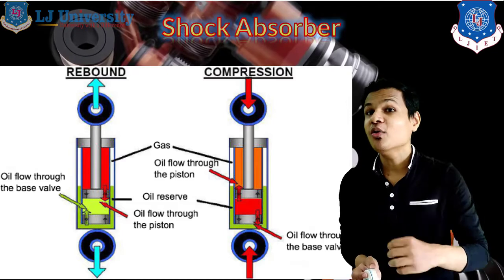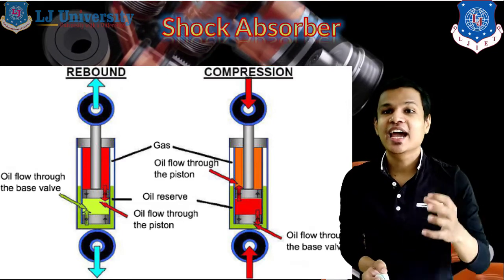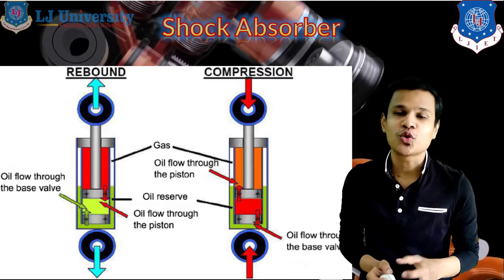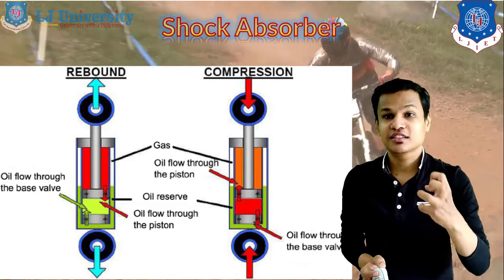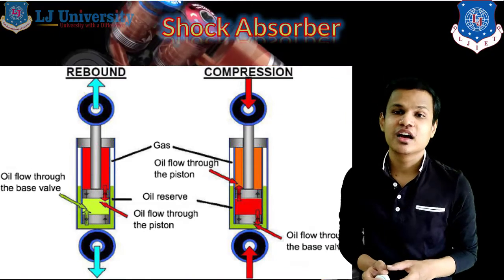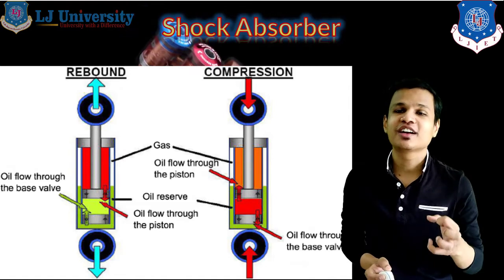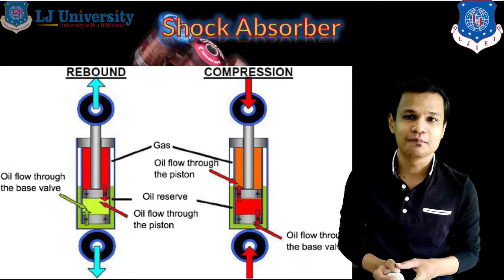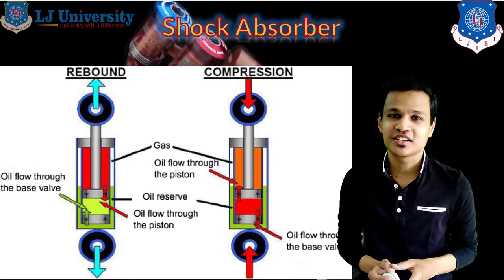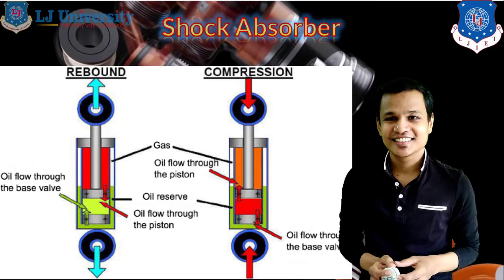So we saw how the spring and shock absorbers actually work, and with the help of these two components the suspension system is created. But the suspension system has different arrangements, and from those different arrangements it has different types of suspension system. Those types of suspension system will be seen in the next lecture. Until then, thank you so much.